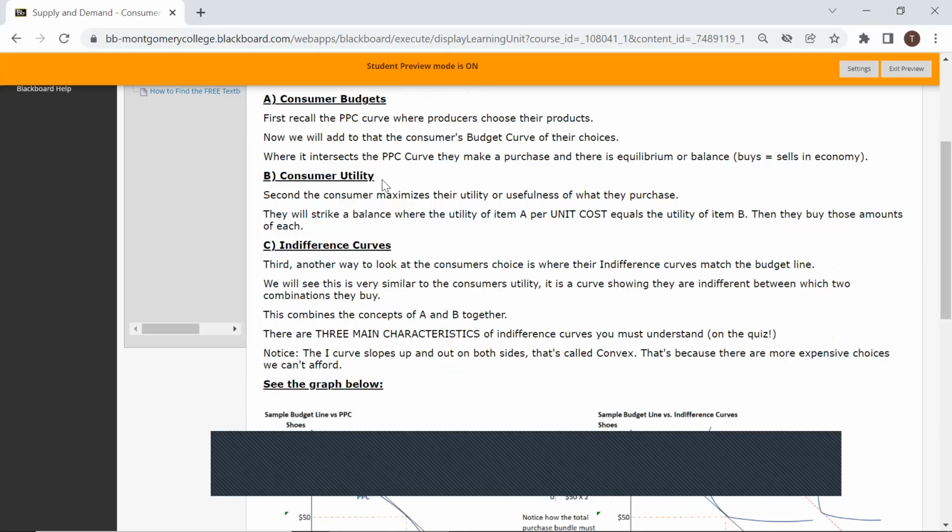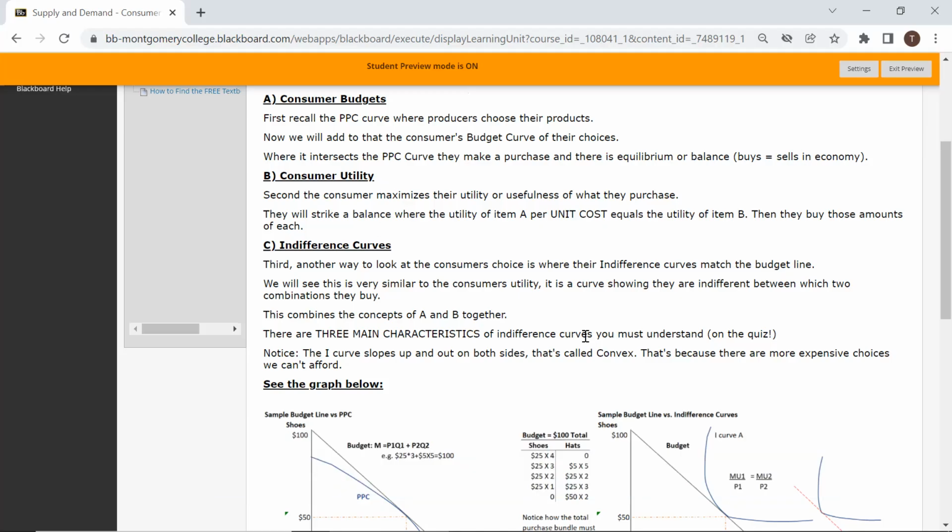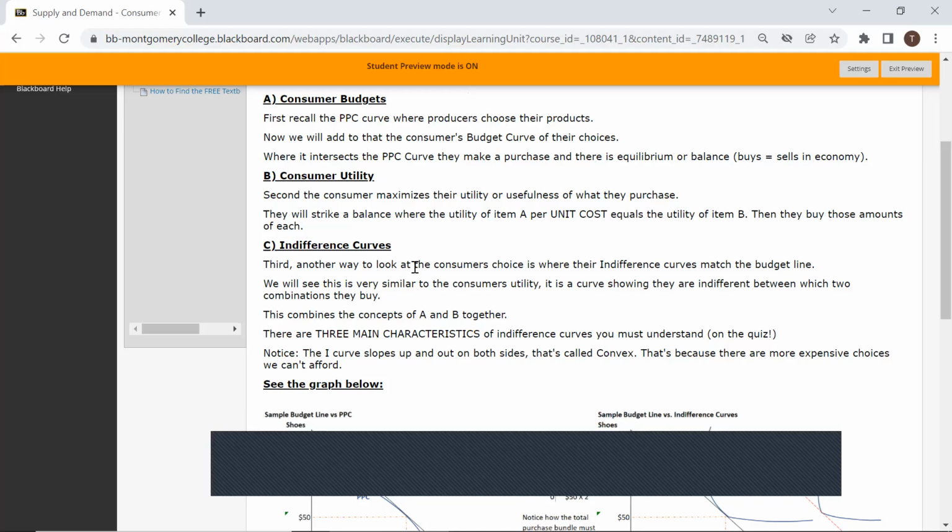Second thing we need to look at is the consumer has a utility curve, which means how useful things are to you. And you're going to strike a balance between how much you buy of good number A and good number B, let's say steak versus vegetables, based on how useful they are to you. In this example, we're doing shoes versus hats.